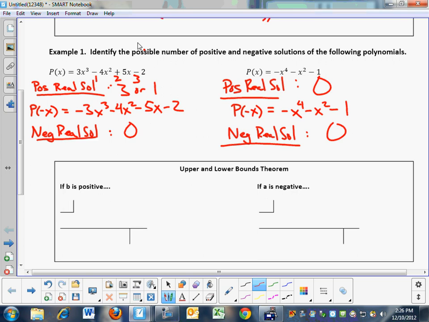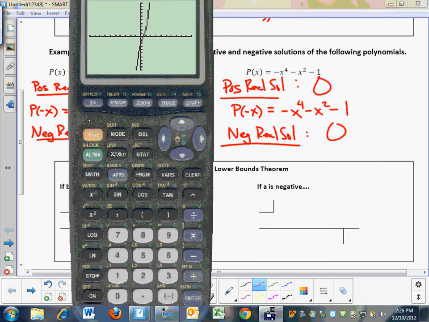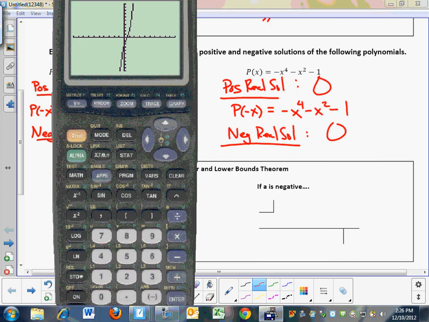If you have 0 positive real solutions and 0 negative real solutions, how many times does this thing cross the x-axis? None. It can't. It can only have complex roots. Because how many solutions do we know this thing has? 4. And if none of them are positive, if none of them are negative, then it must have 4 imaginary.